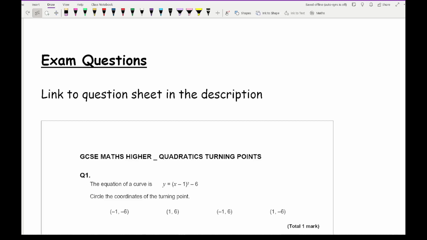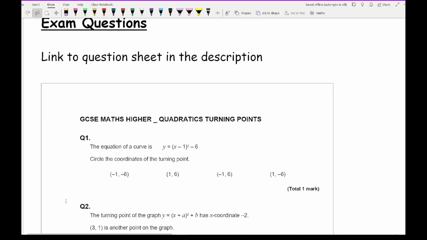So looking at question 1, it says that the equation of the curve is y equals x minus 1 squared minus 6. Circle the coordinates of the turning point.